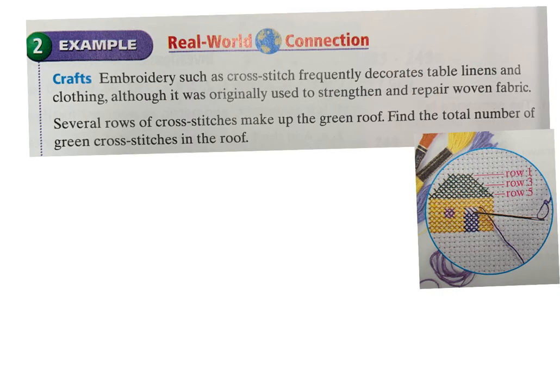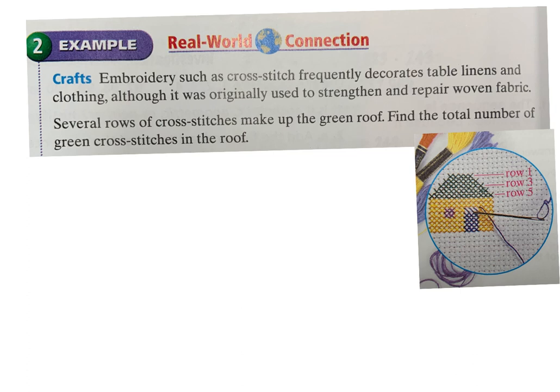Embroidery, such as cross-stitch, frequently decorates linen tables. All right. And clothing. Yes. Although it was originally used to strengthen and repair woven fabric, several rows of cross stitch make up the green roof. Find the total number of green cross stitches in the roof.